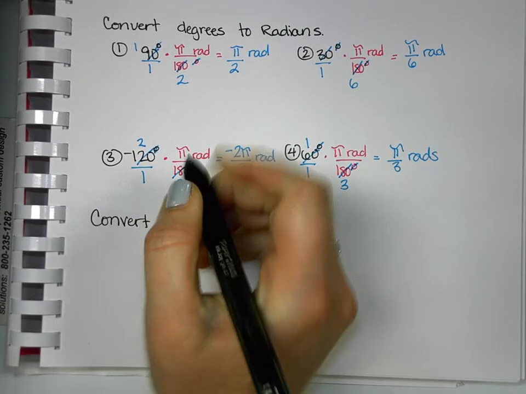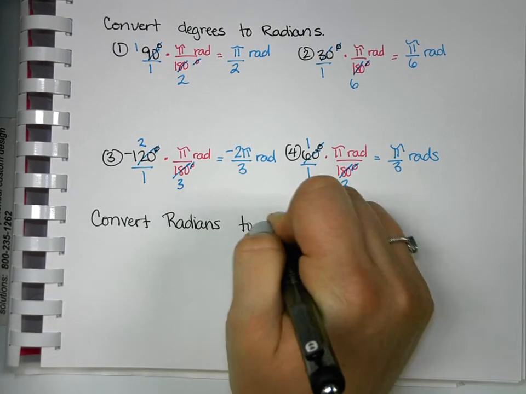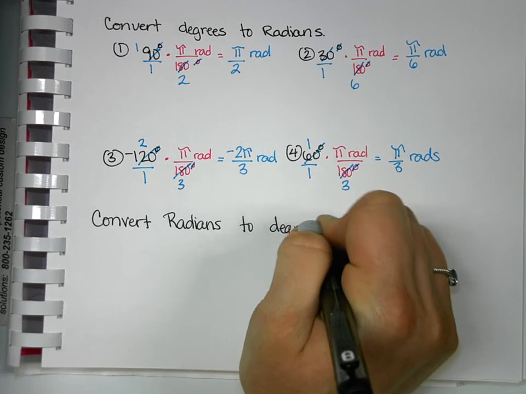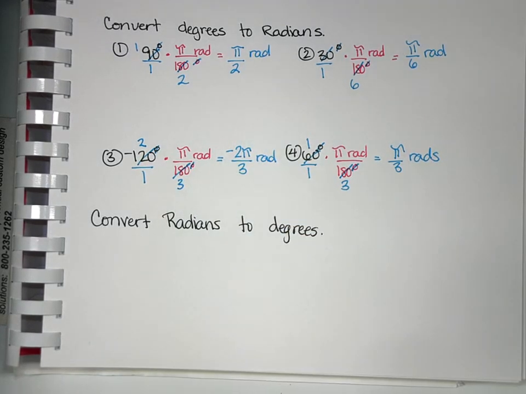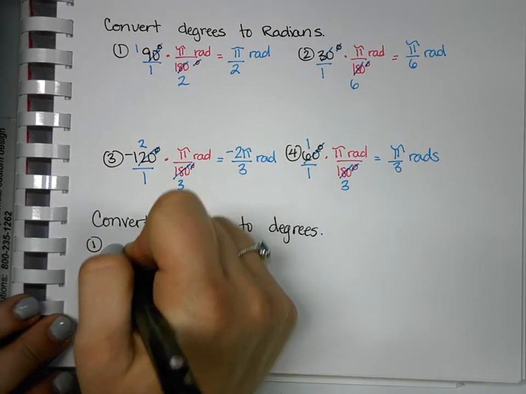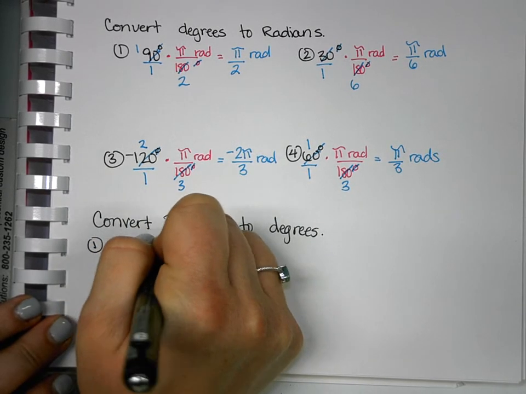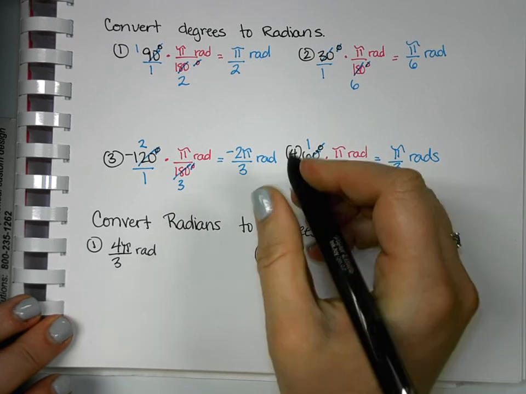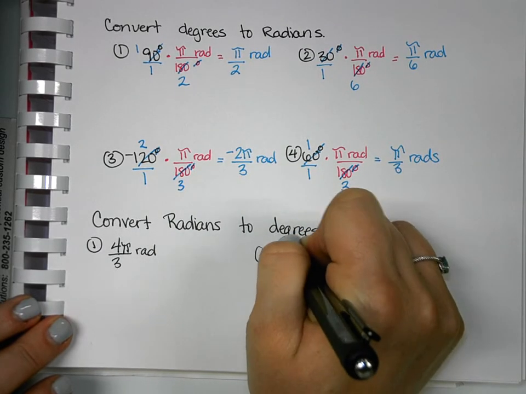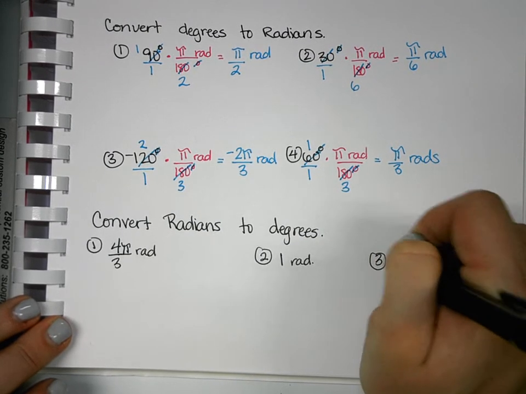So when we're converting radians to degrees, we're going to flip our fraction so that way degrees is on top, radians is on the bottom, and the radians as units will cancel. So we're again going to do 4 here as well. We're going to start with converting 4 pi over 3 radians. We're also going to convert 1 radian as well as 3 radians.